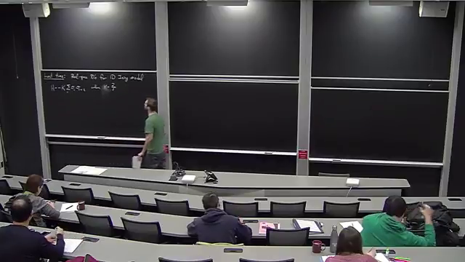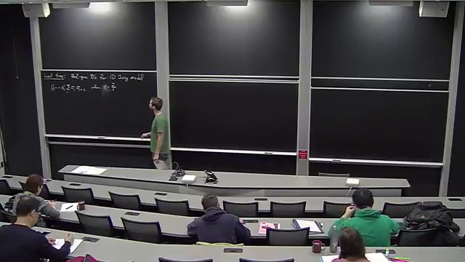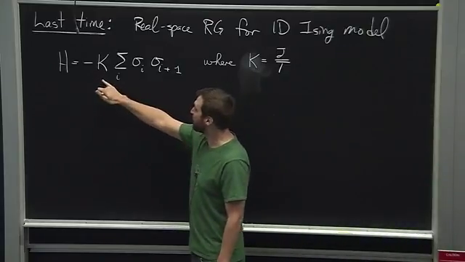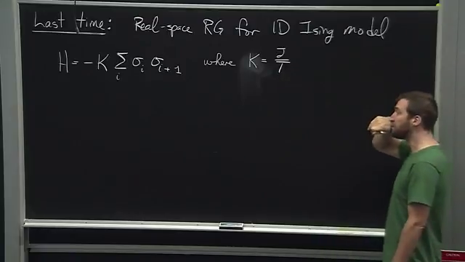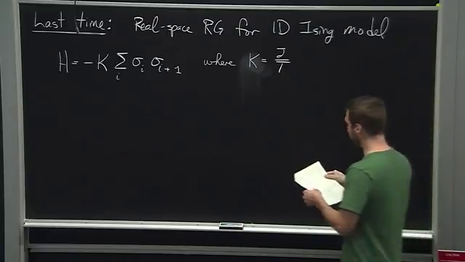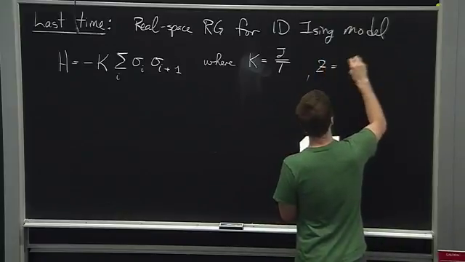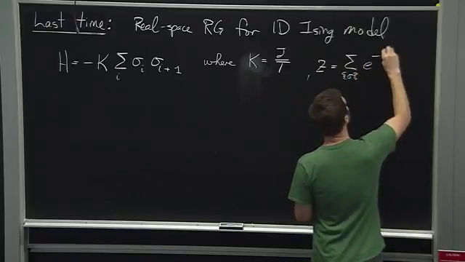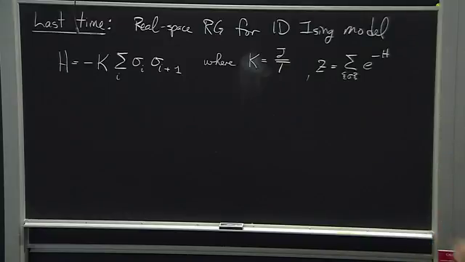Which was the real space renormalization group calculation for the 1D Ising model. So we defined a reduced Hamiltonian. Remember, I had a coupling K that's proportional to the inverse temperature, because I absorbed the beta from the partition function, e to the minus H, into the definition of the Hamiltonian coupling or interaction.